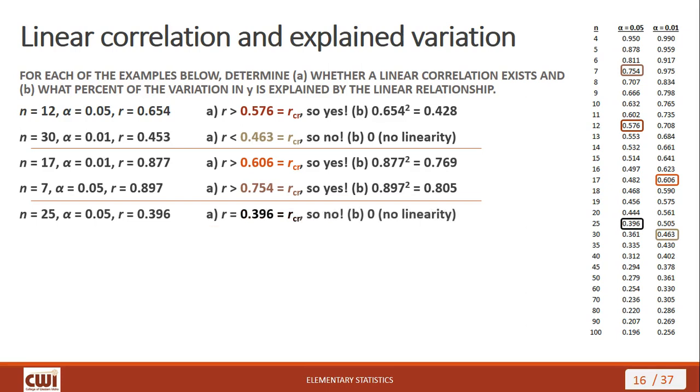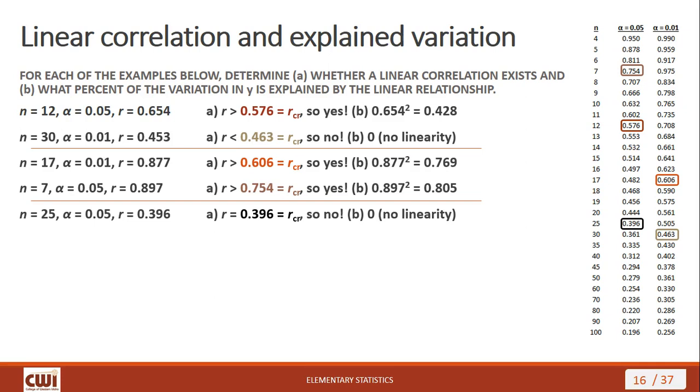So here we do not have a linear correlation. Looking at our critical value for a sample size of 25 with a significance level of 5%, that gives us a critical R value of 0.396. That's the same value that we calculated for R. We're right there on the borderline. You can't be on the fence and conclude linear correlation. You have to be over the fence.